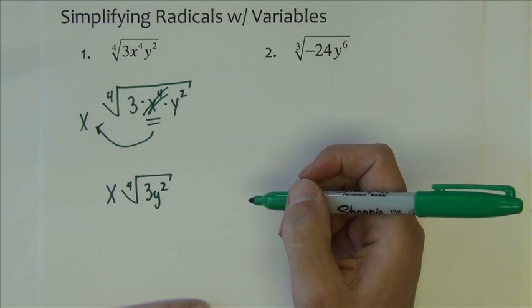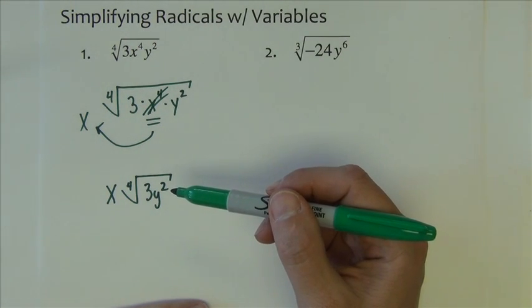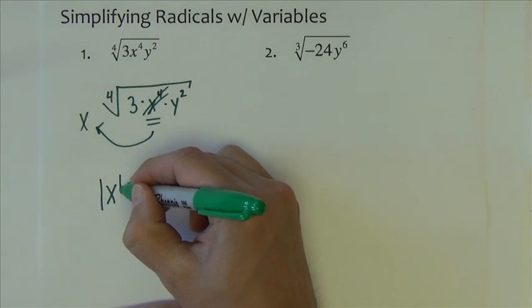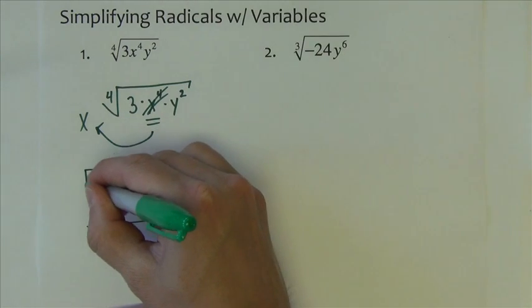3y squared. Now again, just like we saw a couple slides ago, I cannot take a square root of a negative number. I cannot take a fourth root of a negative number either. So I'm going to use absolute value bars around that variable.